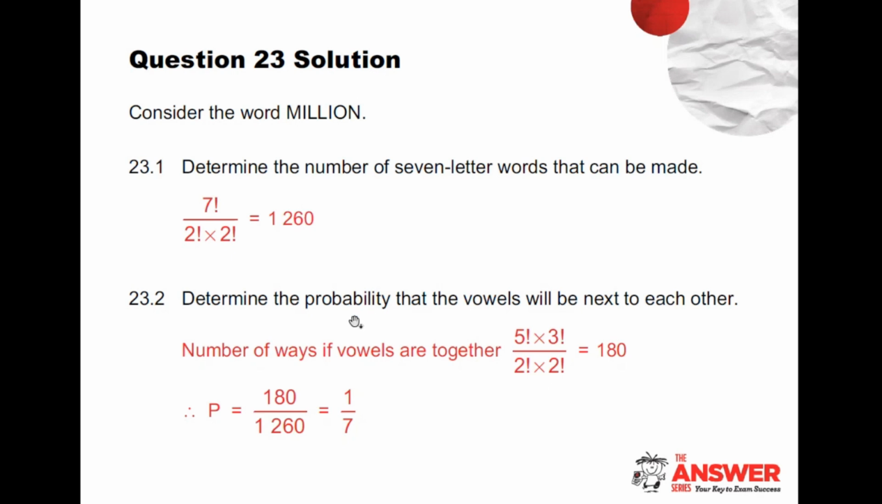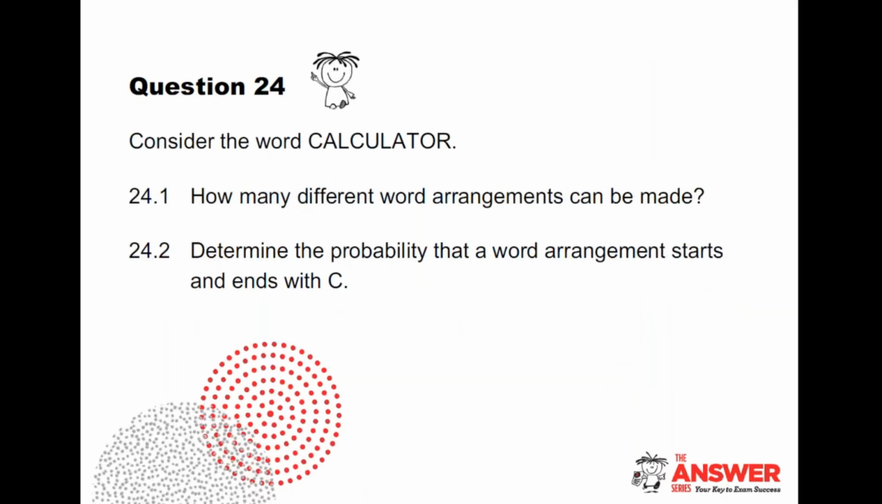And then the probability that the vowels will be next to each other, well, what I've got now is that thing divided by the total number. And this one, I don't have a fancy way of doing it any other way. I don't know if there is a fancy way, but I don't have a way of doing it other than using counting principles.